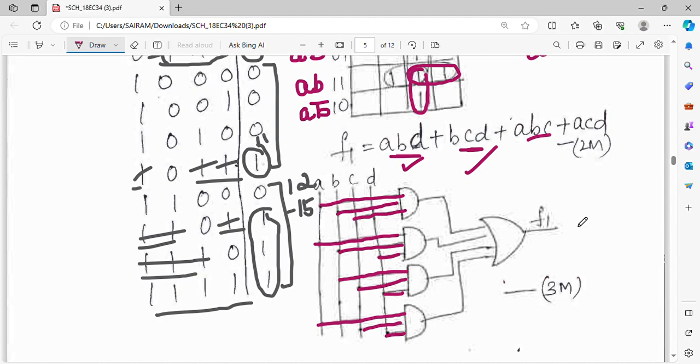So it's correct. Actually, he has taken ABC first, and next he has taken ABD, first this, next this, and then BCD and then ACD. I got a bit confused because it is not in order; he has not taken them in order.